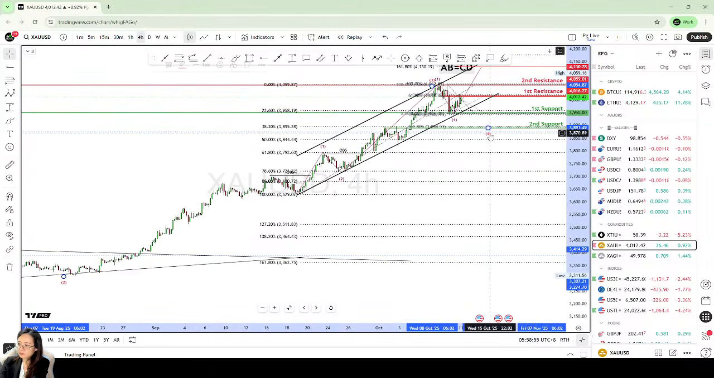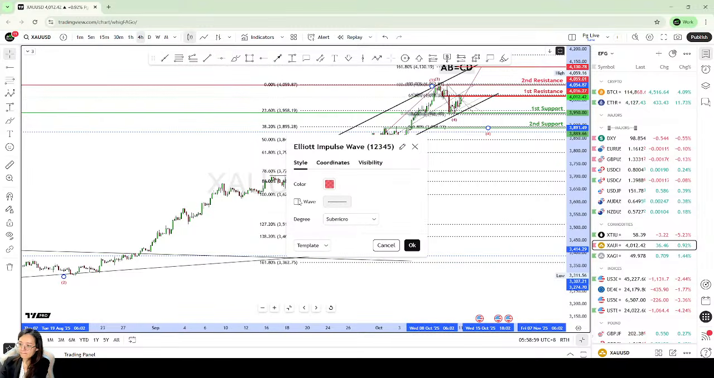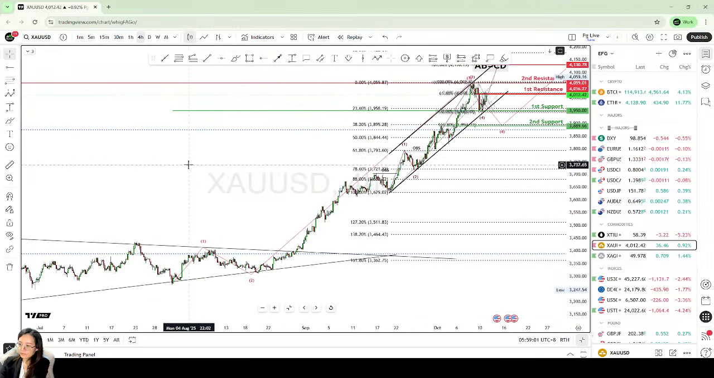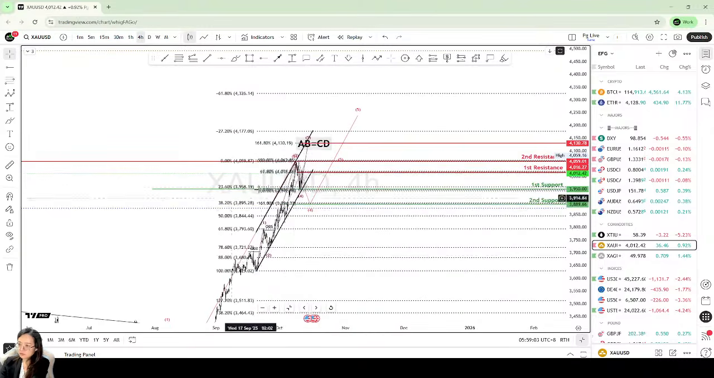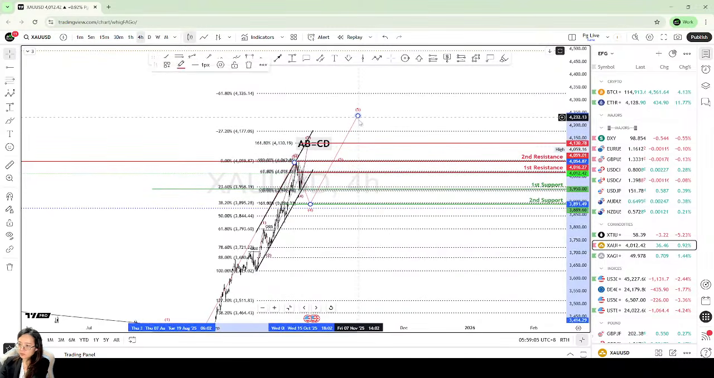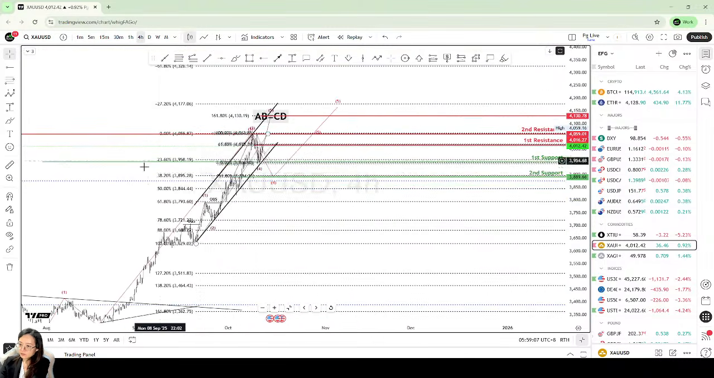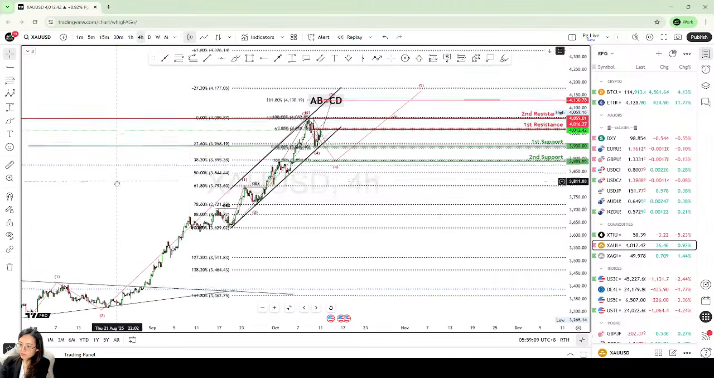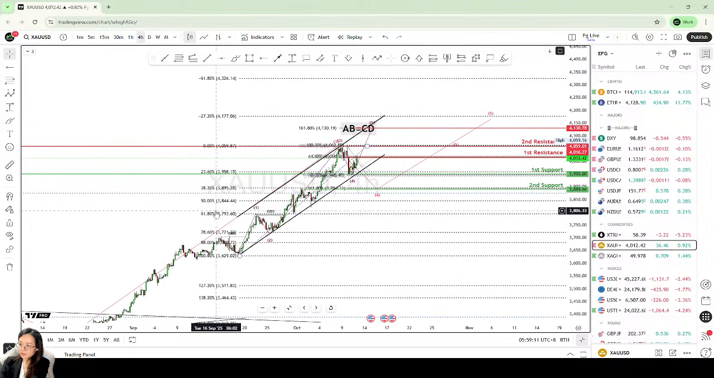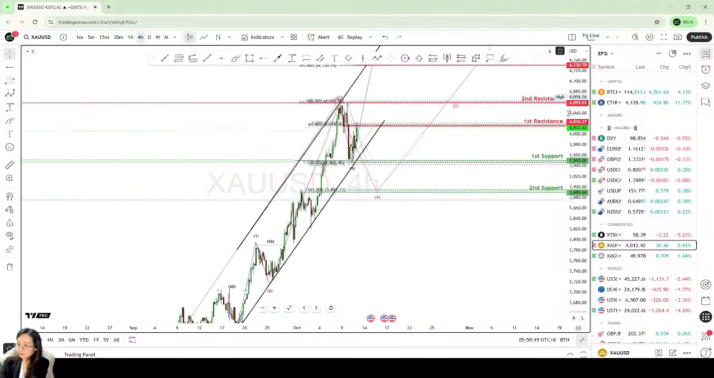In the bigger picture, from this 1, 2, 3, 4, and then continue to go 5, because usually wave 4 will retrace 38.2% somewhere around here, which is also in line with our support level. So you guys take notes of that, okay?